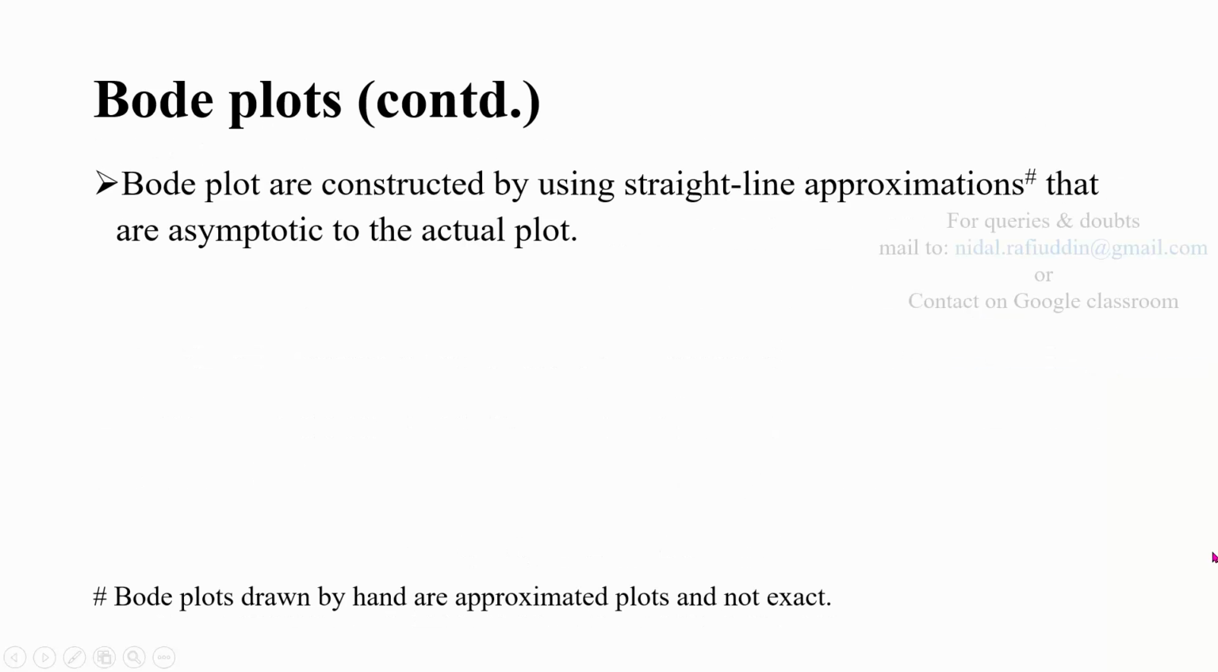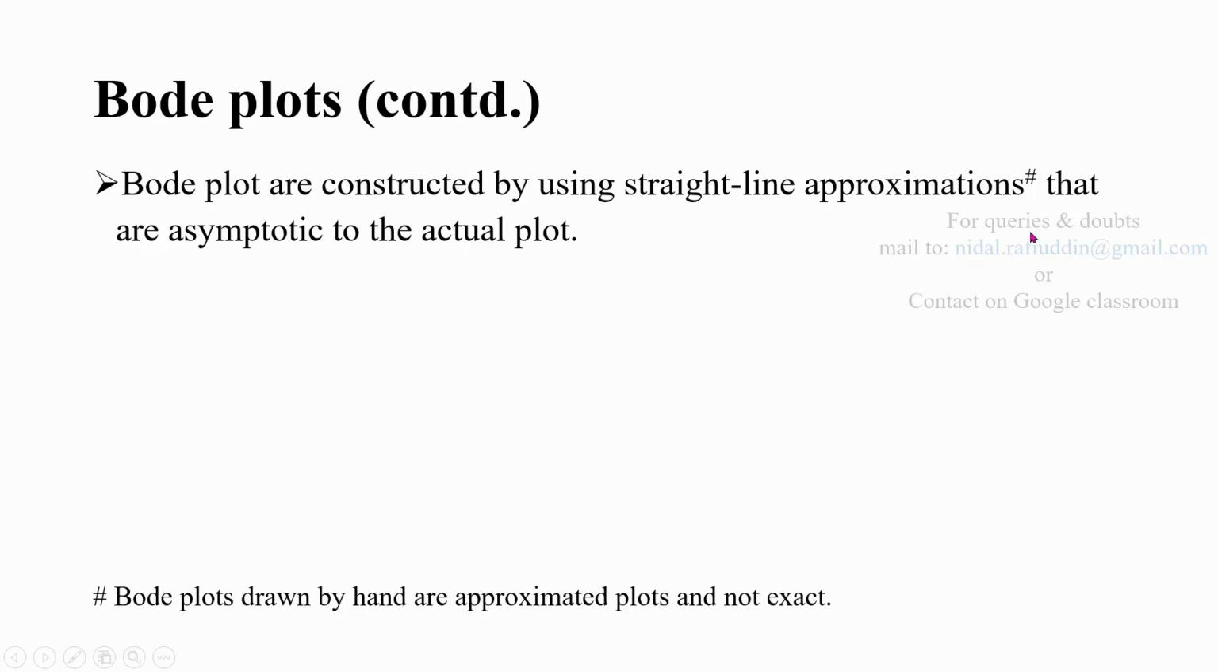Bode plots are constructed by using straight line approximations. So what does that mean? Since the Bode plots that we will be drawing by hand are approximated plots, not exact. Very similar to root locus, where we were drawing approximate plots by hand, if you require exact plots, then you will be using simulation software like MATLAB.